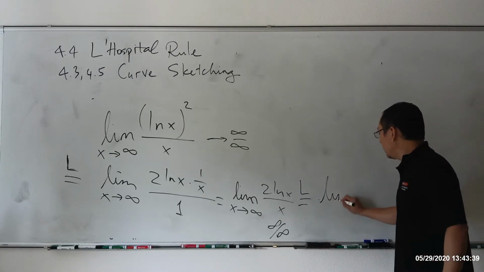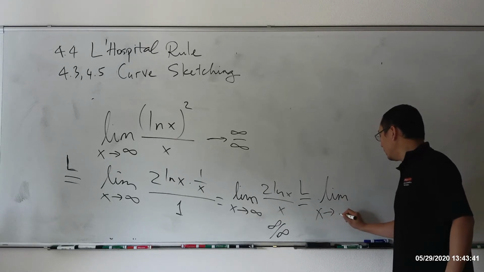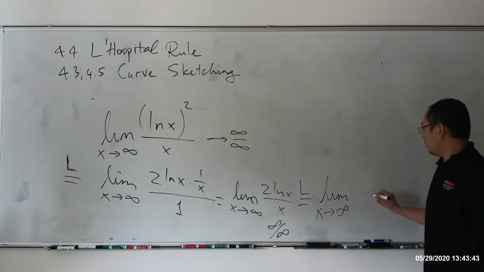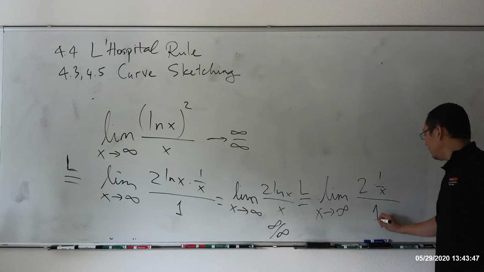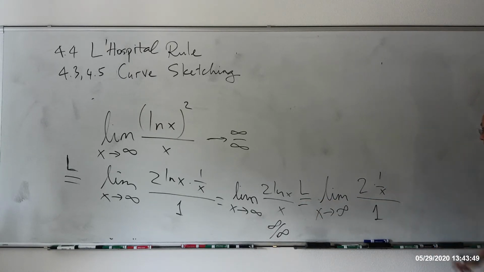This is equal to the limit when x goes to infinity. 2 ln of x, the derivative is 2 times 1 over x. And then the derivative of x is 1. So this is just 2 over x, right? Limit of 2 over x, x goes to infinity, so 2 over infinity is 0. That would be the answer.